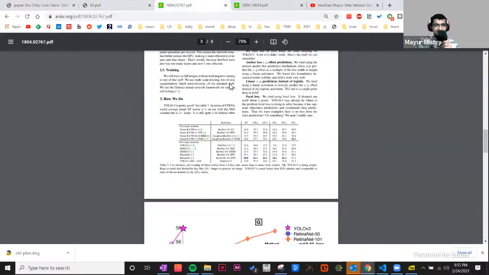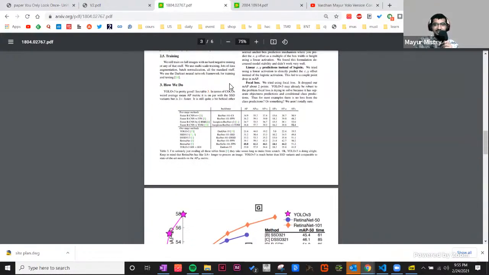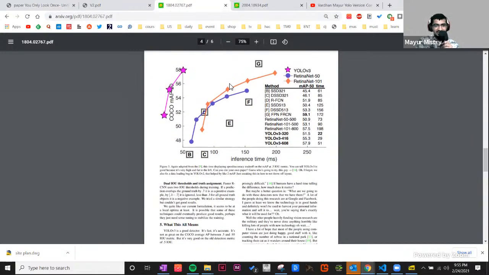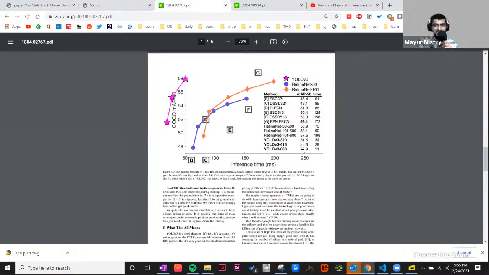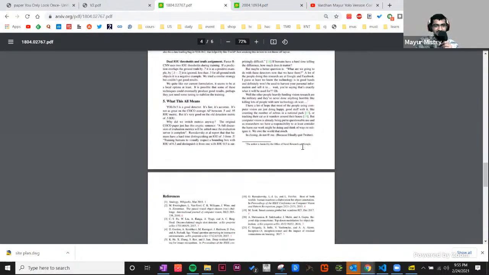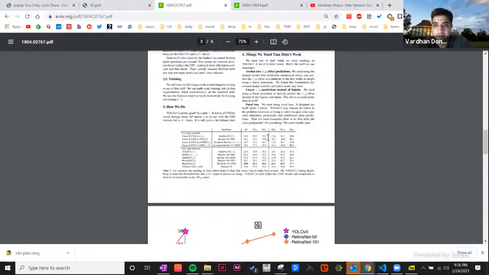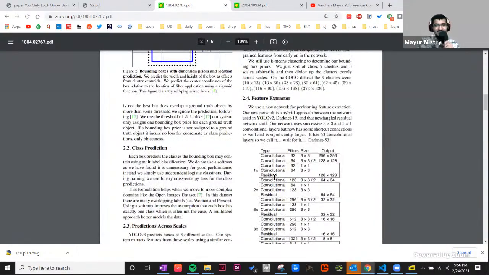And in V3, wait, in V4 they had bag of freebies and bag of specials. So in V3, they had a deeper network. It proved faster and more efficient than other papers. And it had those residual connections, skip connections, in the network.